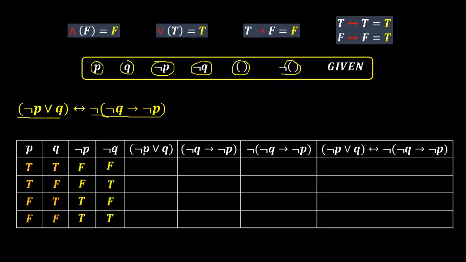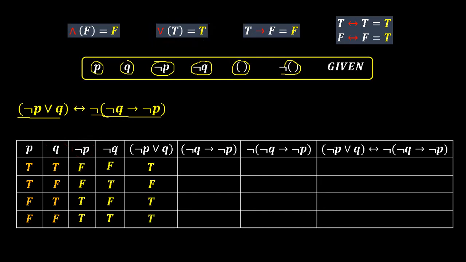Then for the fifth column, negation of P or Q, you have your negation of P here. You also have your Q, but take note that is a disjunction. When we say disjunction, if one value is true, then the truth value is true. So if you see one true there, automatic true na siya. So true or false, that is true. False or false, that is no true, so false. True or true, true. Then false or true, that is true.